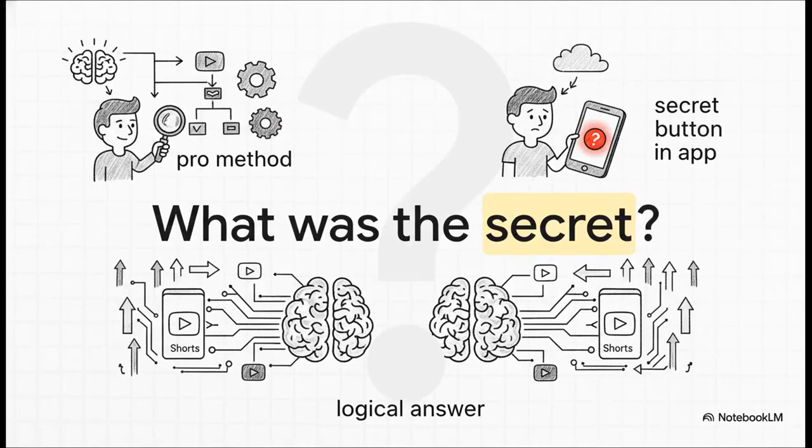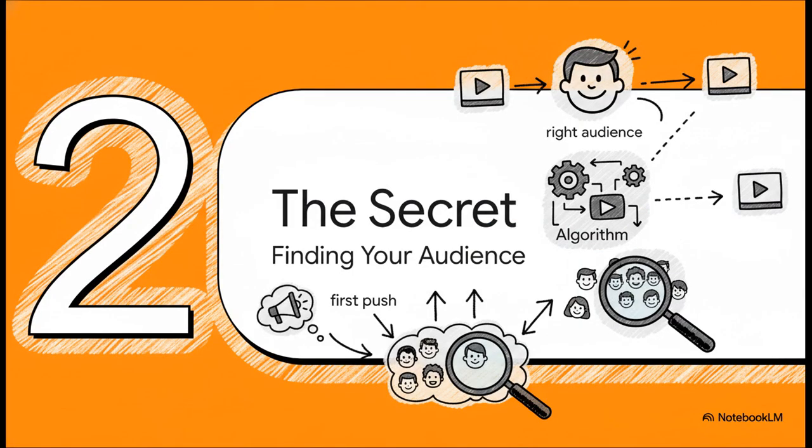So obviously, that brings up the million-dollar question. What was the secret? What on earth did the Pro method do that the other one didn't? Was it some kind of hidden trick, a secret button in the app? Well, the answer is actually way more logical than that. The secret wasn't a hack or a cheat code. It all boiled down to one thing: properly signaling to the YouTube algorithm exactly who your video is for. The entire goal of the professional method is to help your video find its perfect audience right from the get-go.